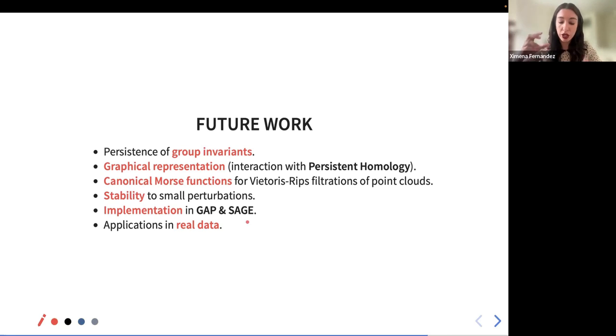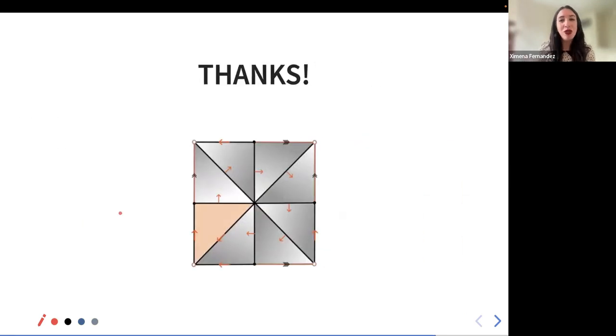And of course, the efficiency of the presentation depends on the choice of the Morse function. So we're looking for some sort of canonical way to choose Morse functions or acyclic matchings in the face poset if you are working with Vietoris-Rips filtration, because you have a lot of structure in these complexes. Also, we would love to have some stability result. And of course, if all this theoretical part is done, we're also looking for applications in real data. Thank you for your attention, and I'm open to questions.